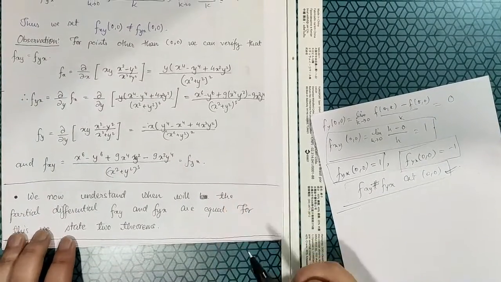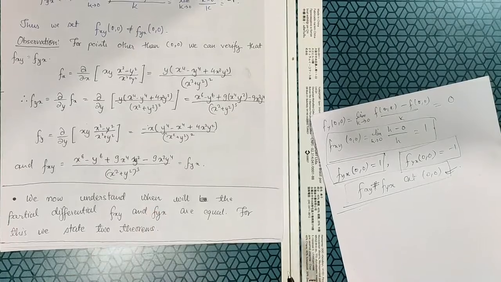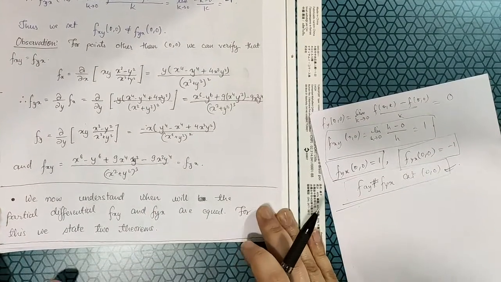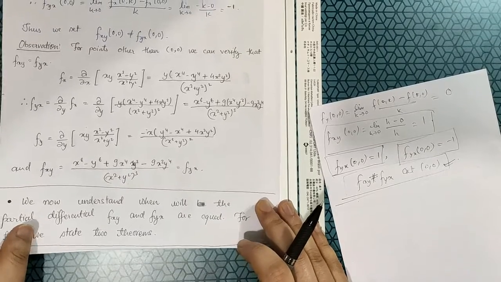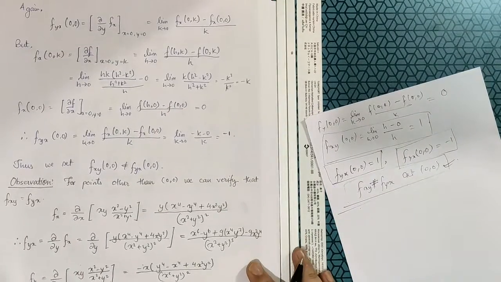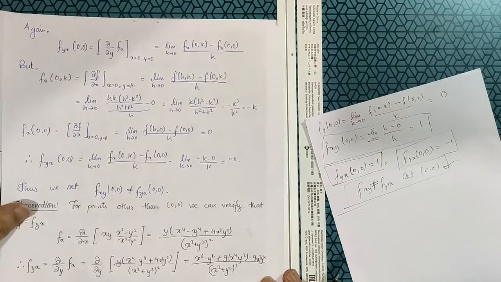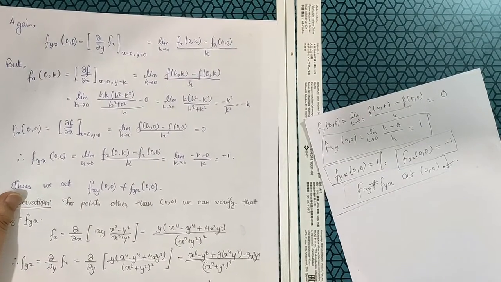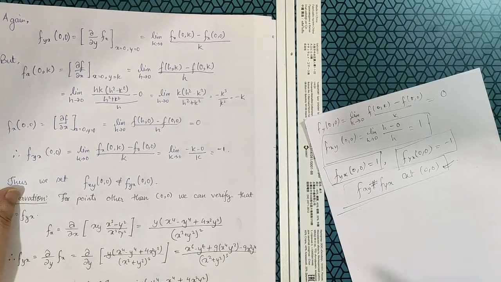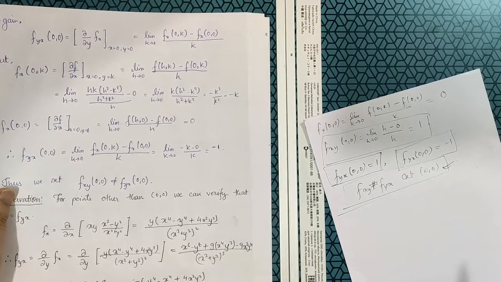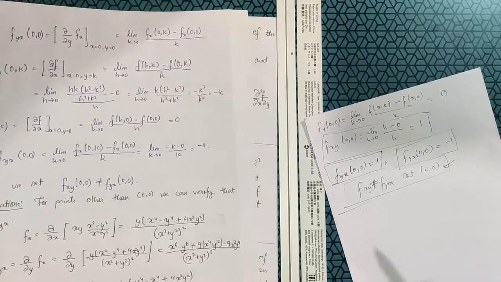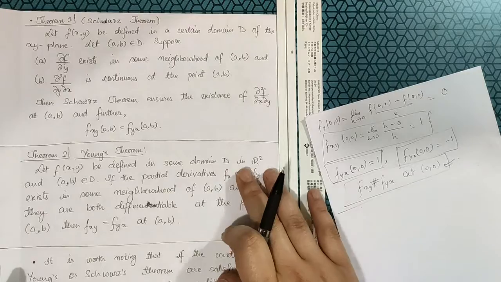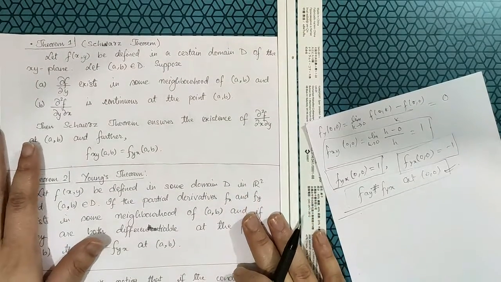So here we will now understand when the partial derivatives f_xy and f_yx are equal. For this we state two theorems. We have two very important theorems to state, from which we will understand when the values of the partial derivatives f_xy and f_yx are equal at a certain point. So let us state one theorem right now.